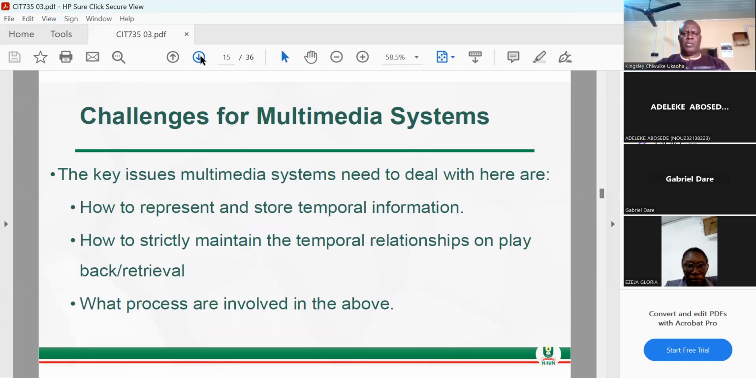The key issues multimedia systems need to deal with here are how to represent and store temporal information, how to strictly maintain the temporal relationships on playback and retrieval, and what processes are involved in the output.